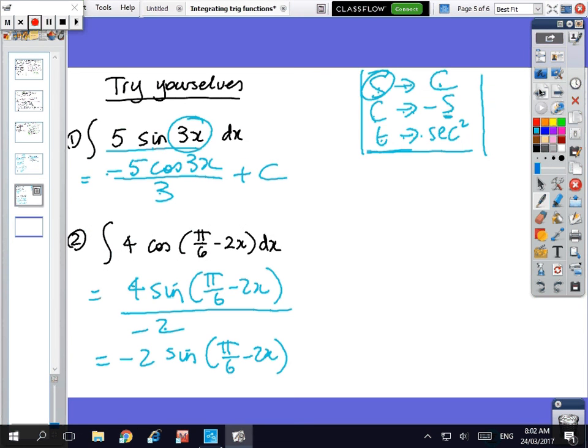And there's not one more page. So that's it. Basically, you can have easy ones like linear functions, or you could have complicated ones, but you're just looking for a multiple of the derivative.